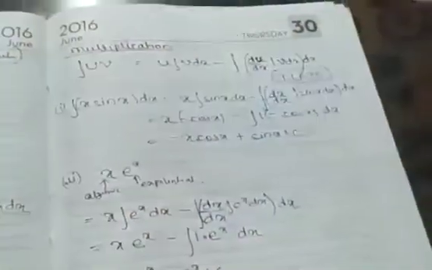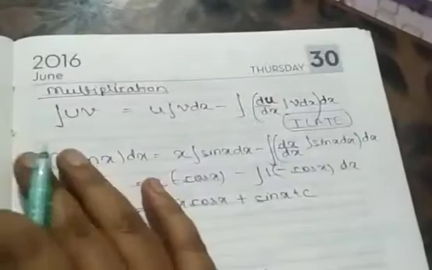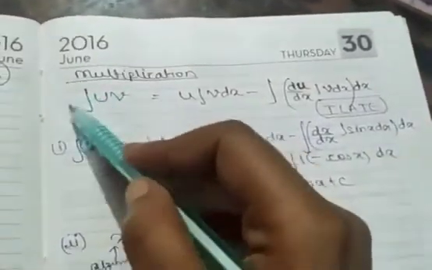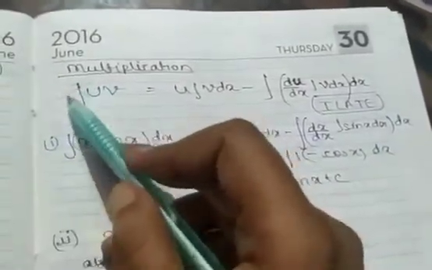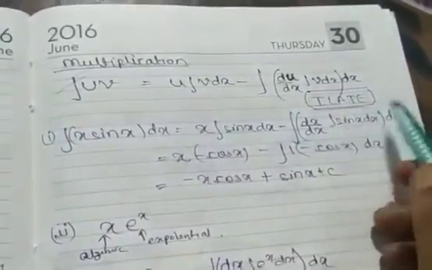Now multiplication, there is a rule. There is a huge rule on this. Let us not concentrate on everything, just let us see one: the UV method. First thing is it will follow the ILATE principle. I'll tell you about it later on.